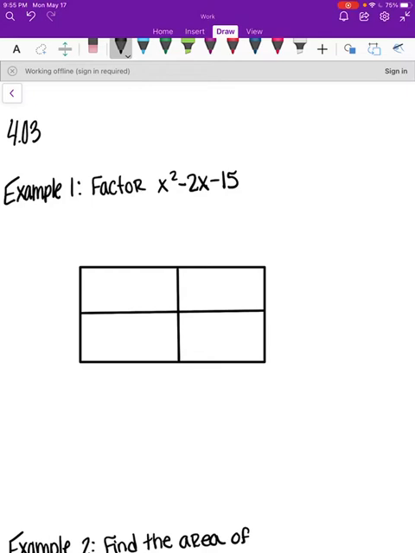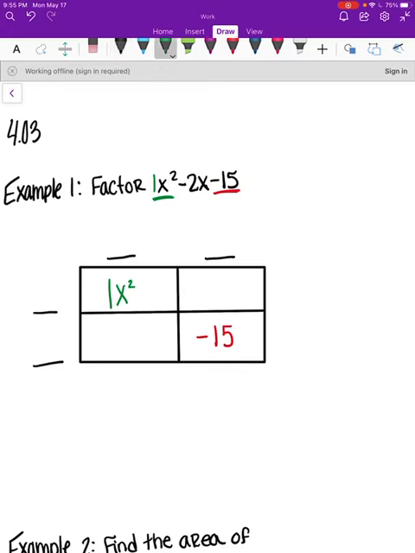So I like it. So this x squared term is going to go up here. Right now it's technically like a 1x squared. And then this constant term, this negative 15, is going to go in the bottom right. Okay. We want to find 4 outside pieces, and we're basically just going to be finding the area of each of these boxes over and over.